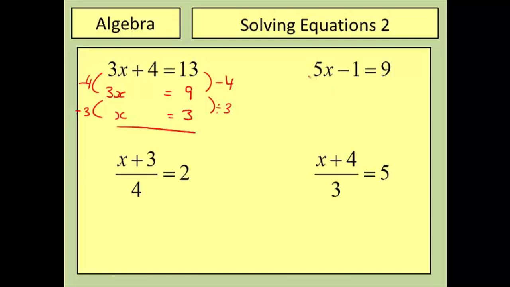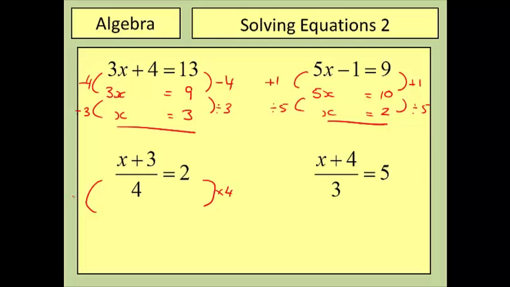In this one, I'm going to add 1 to both sides, leaving me with 5x equals 10, and then I'm going to divide both sides by 5, leaving me with x equals 10 divided by 5, which is 2. In this example, I'm going to do the opposite of divide by 4, which is multiply by 4, giving me x plus 3 equals 2 times 4, which is 8. And then my final step, I need to undo that plus 3, which I do by subtracting 3, giving me x equals 5.